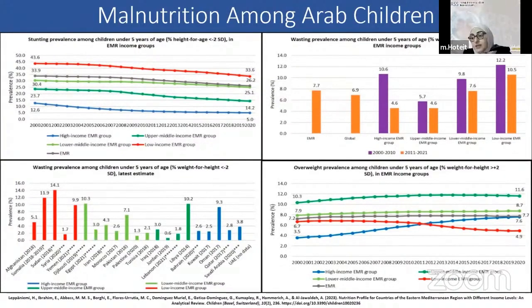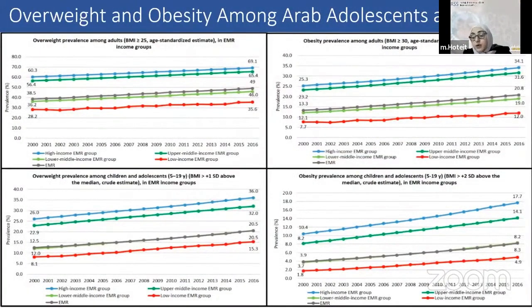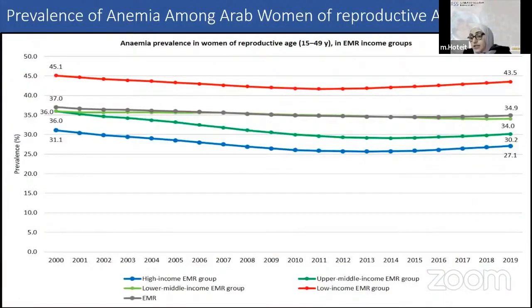of overweight and obesity. As you can see in these figures, malnutrition among under-5 children exceeds the global rate, specifically for wasting, which is a form of malnutrition. The prevalence of overweight and obesity increased in the region compared to 20 years ago. This is an issue for Arab children and also for adolescents and adults. Not only that, pregnant women are also affected by anemia, which raised the prevalence of low birth weight in this region.